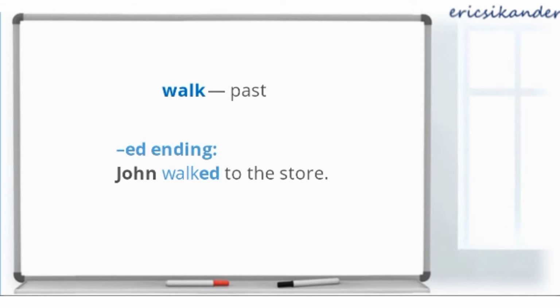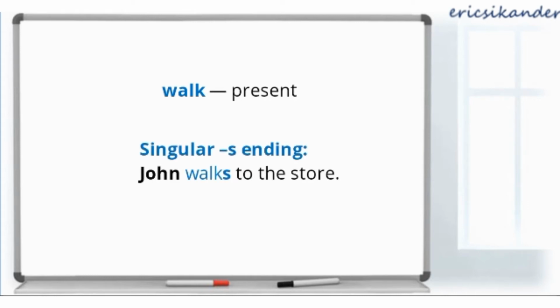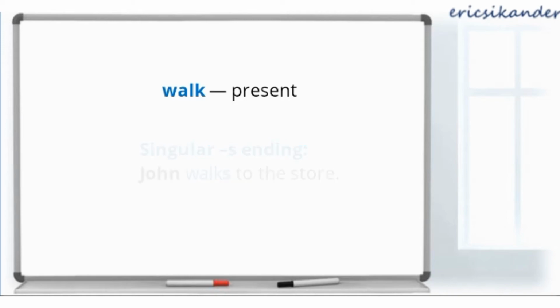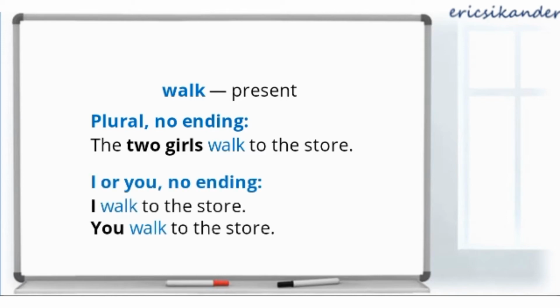There is also a verb form for the present, now, when the subject is one person or thing. It has an S ending. John walks to the store. When the subject is more than one person or thing, the subject is plural. When a subject is plural, the verb has no ending. The verb also has no ending when the subject is I or you. The two girls walked to the store. I walked to the store. You walked to the store.